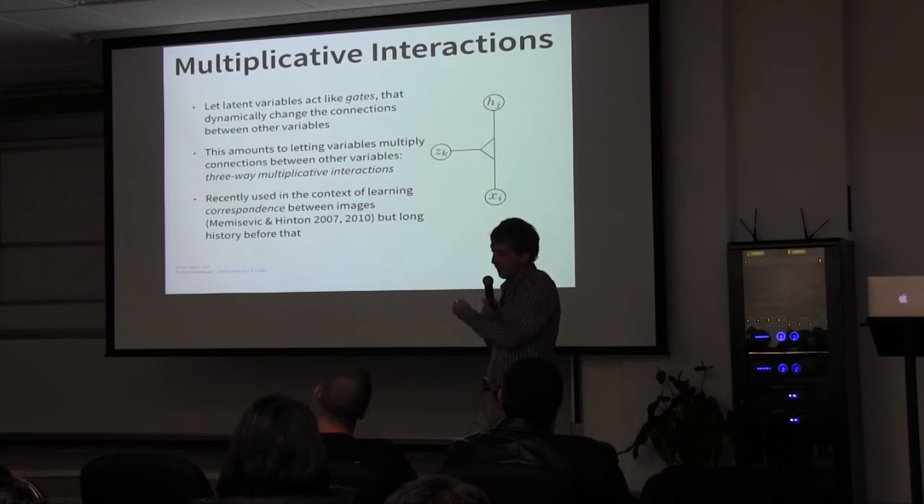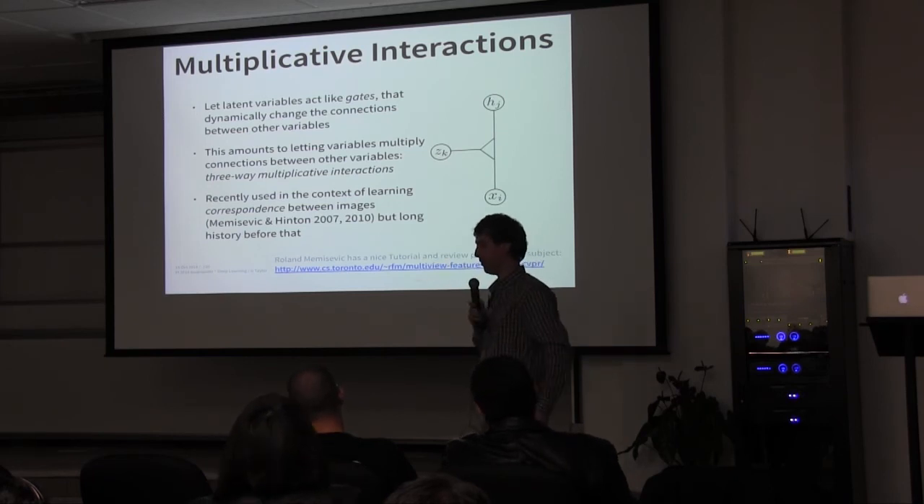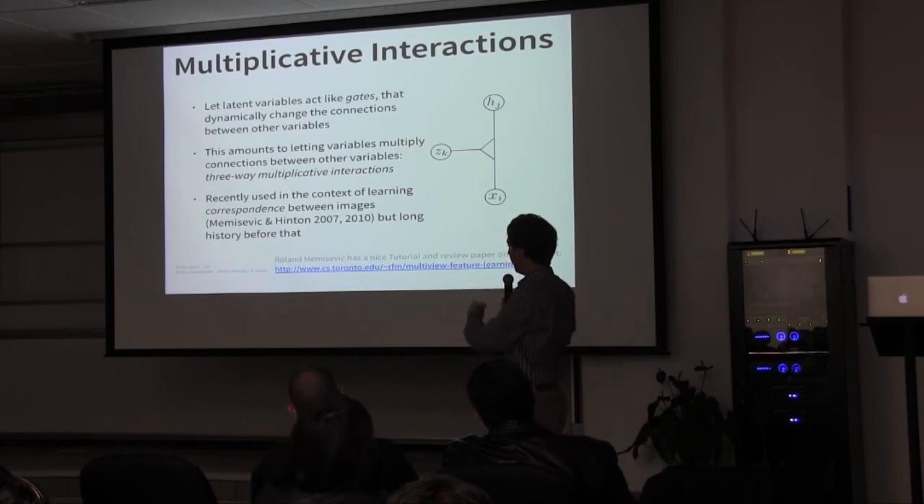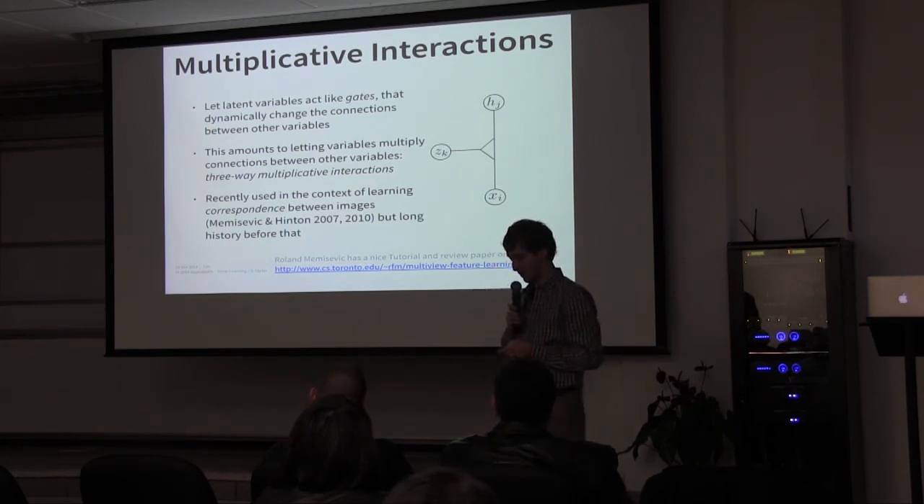And this type of model has been used to learn transformations between images and to do time series modeling. But we are going to use this model to introduce style information into the network. So there's a tutorial on these. This is a whole different branch of representation learning methods. And Roland Memisevic is one of the key people working at the University of Montreal on these sorts of multiplicative models. He has a very nice tutorial on these methods.